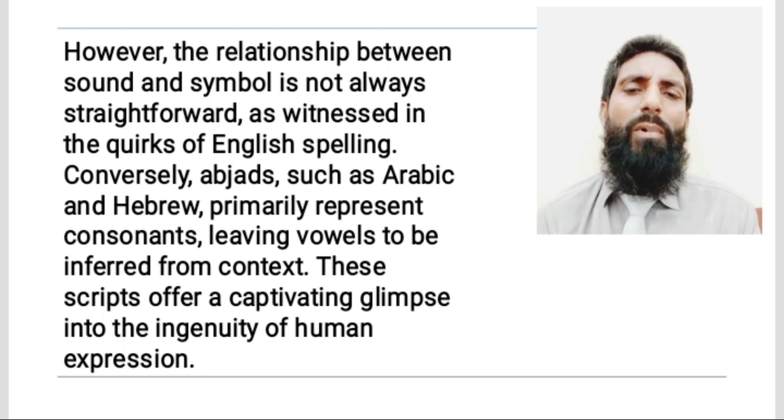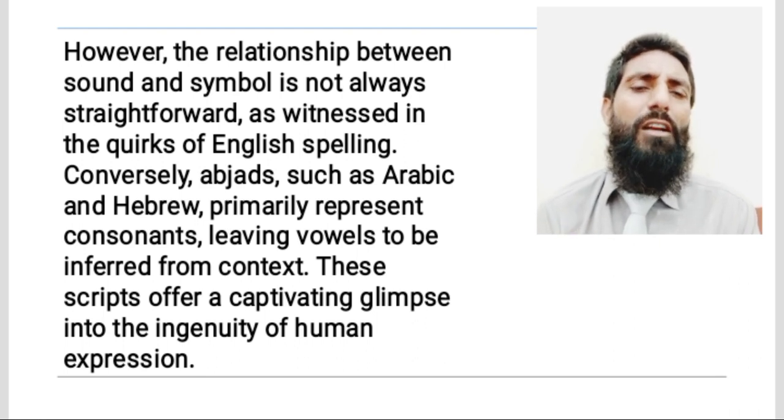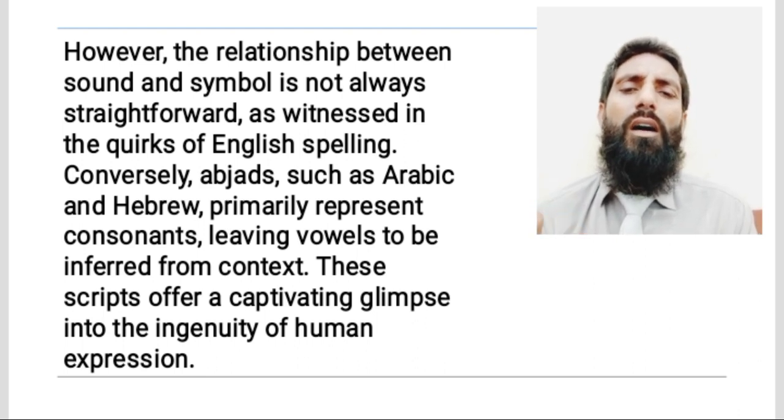But if I say that things are dear in big cities, according to the contextual meaning, we mean that things are costly in big cities. So words should be inferred and guessed from the context where they have different meanings. So in Arabic and in Hebrew, we have to guess the words from the context in which they are used. These scripts offer a captivating glimpse into the ingenuity of human expression.